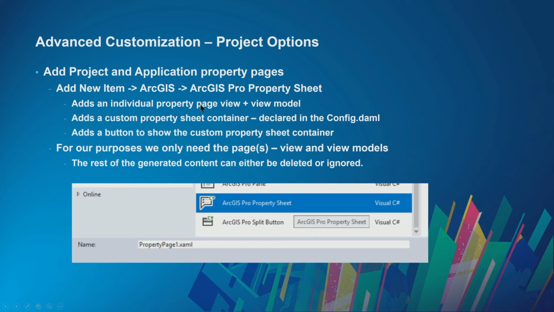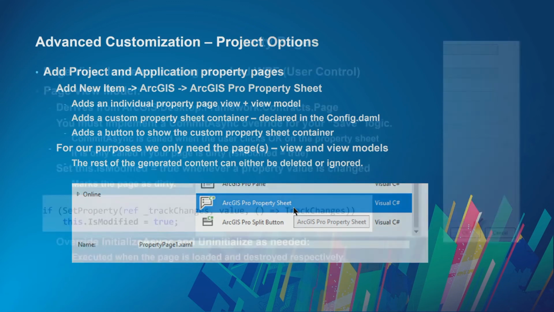For our purposes, we only need the page, the view and the view models. So we really don't need all the other buttons and property sheets that are created. We just need the pages, the view and the view models. The rest of the generated content can be deleted or ignored. So you see a little screenshot below. This is how you would add the ArcGIS Pro property sheet to your system.